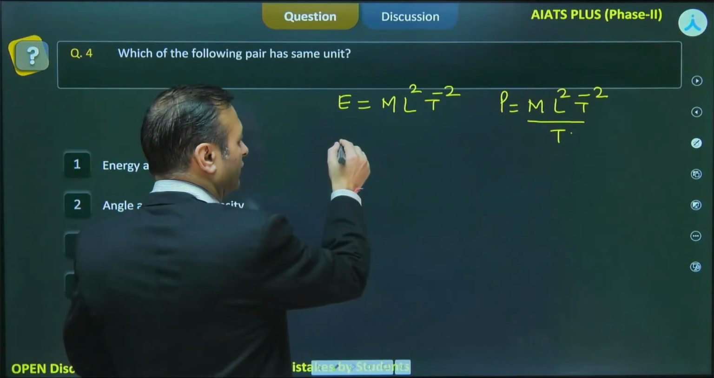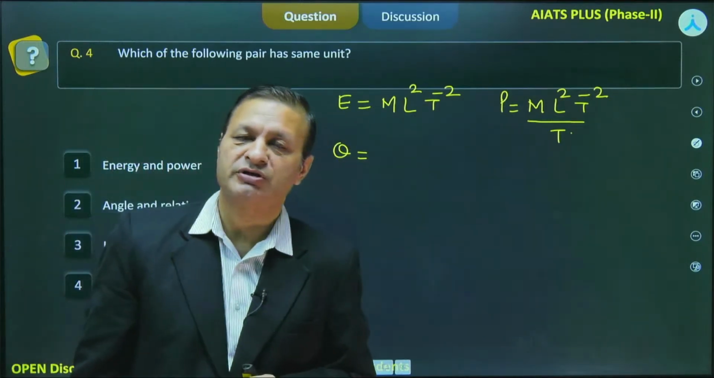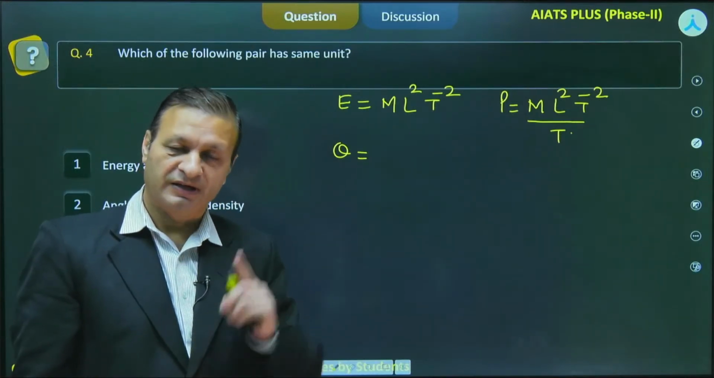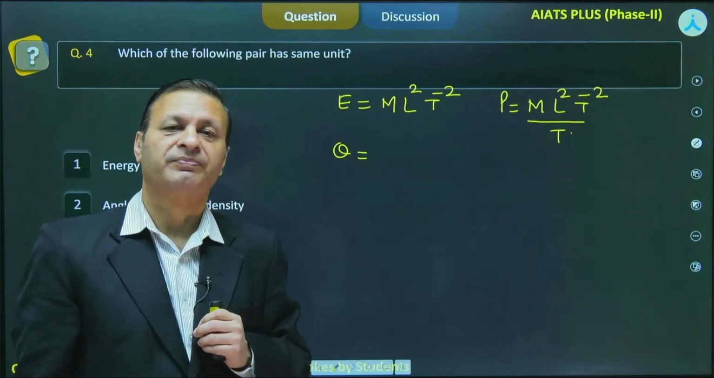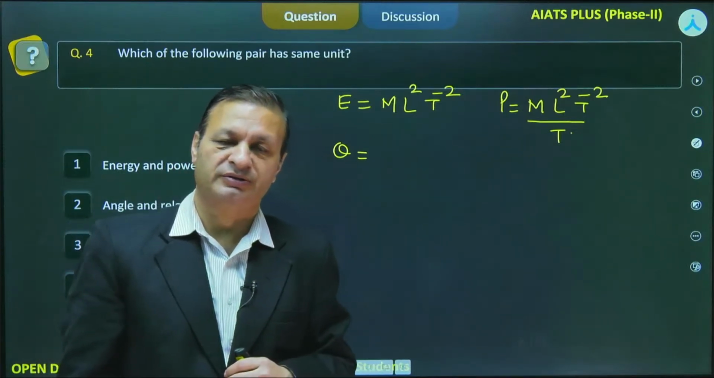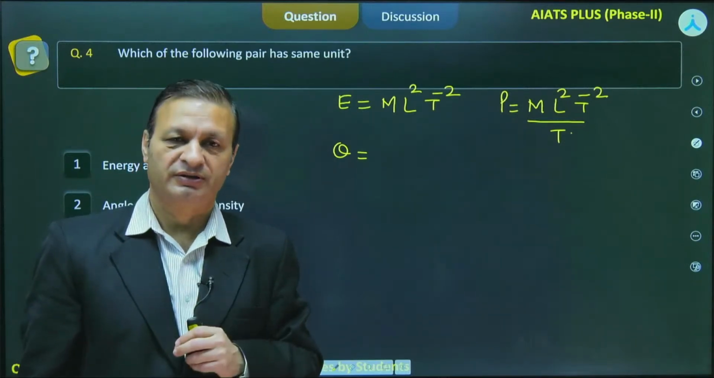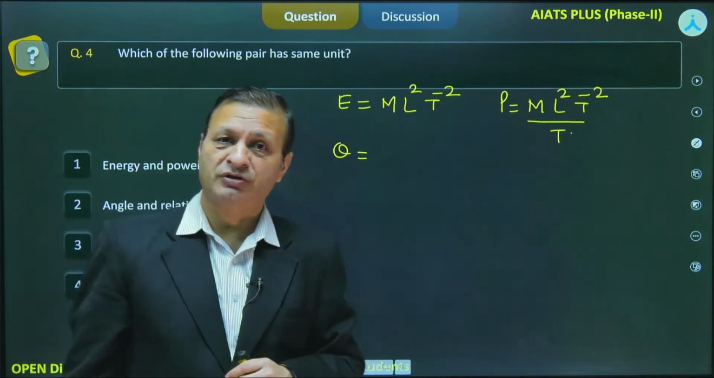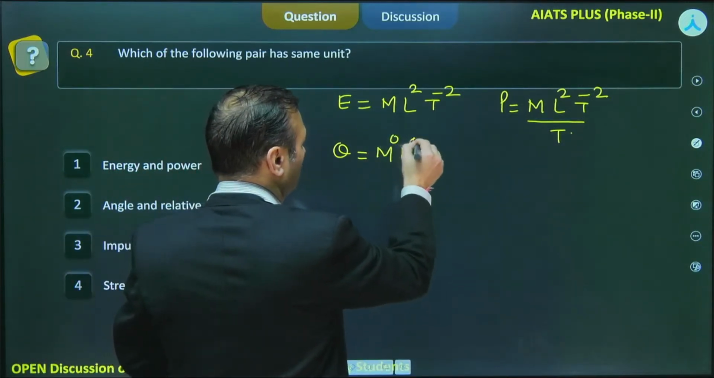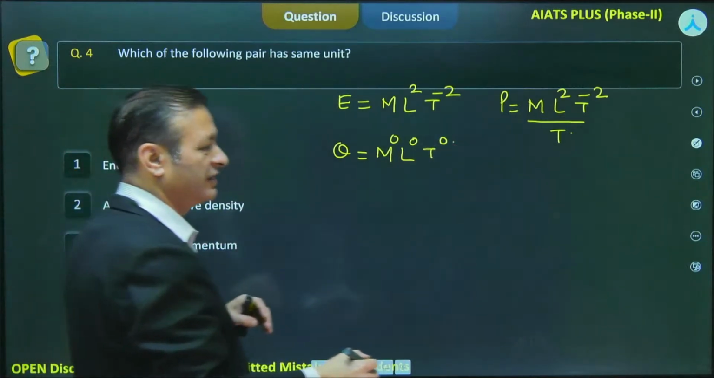Angle. Now if I write down angle, is there any dimensional formula for the angle, or is there any unit for the angle? These are two different points. Now for the unit part, we have just understood in the previous question, angle is defined in terms of radians as its SI unit. But in terms of dimensional formula, this is dimensionless, M⁰L⁰T⁰.